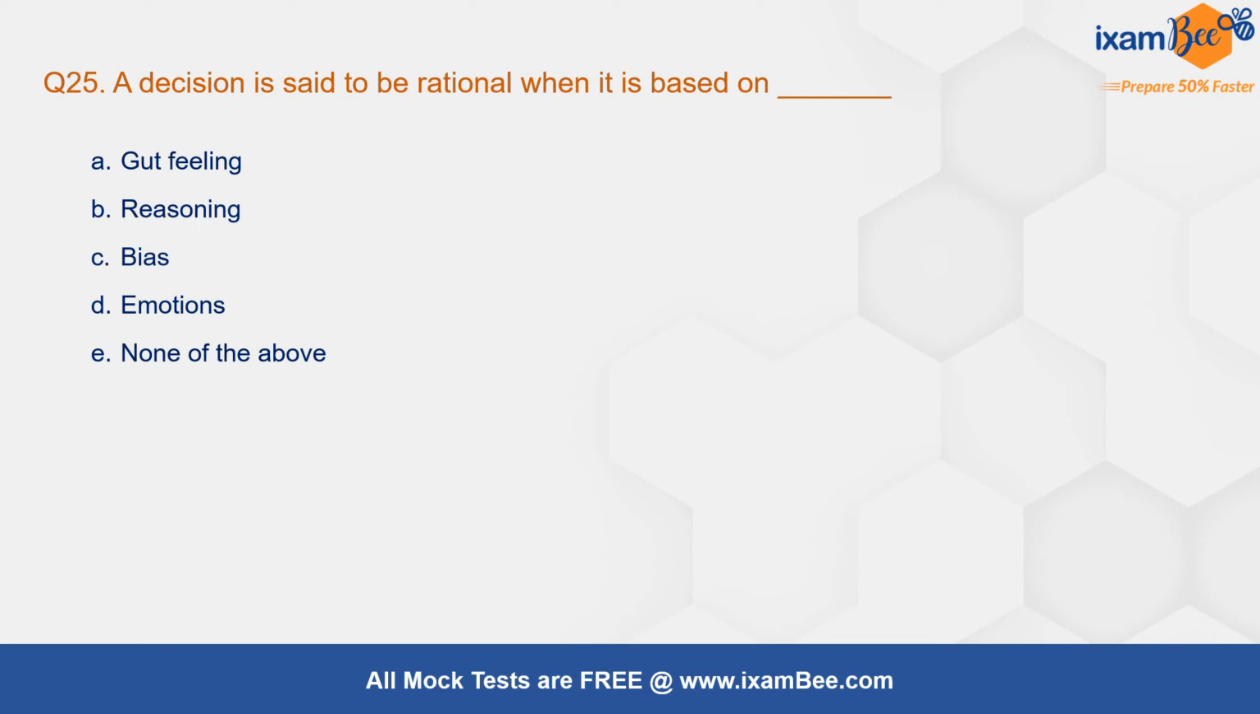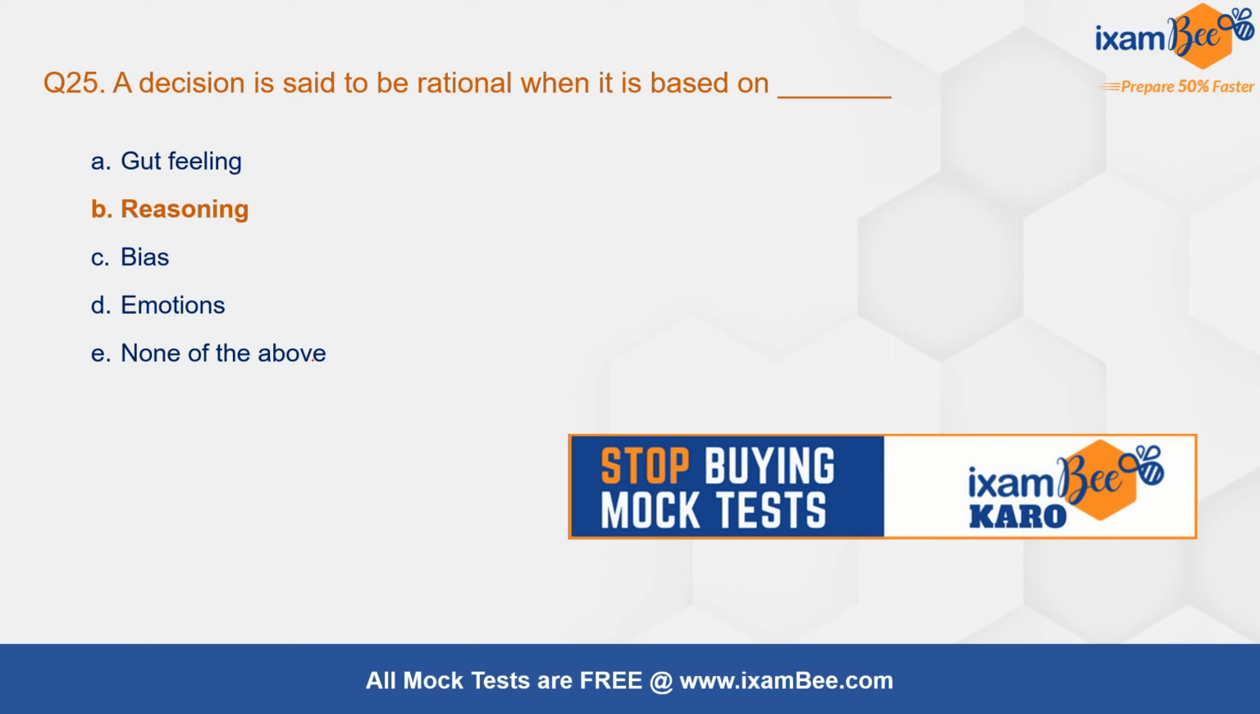A decision is said to be rational when it is based on which of the following? A gut feeling, a reasoning, a bias, emotions, or none of the above. The correct answer here is reasoning. So rational decision is logical decision making, reasonable, objective decision making. When the decision is based on gut feeling, we call it intuitive.